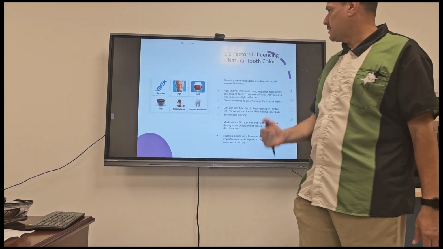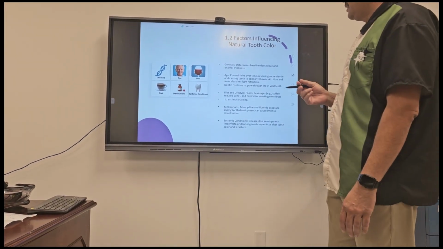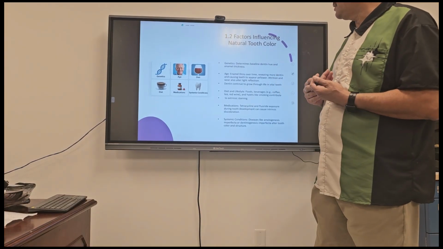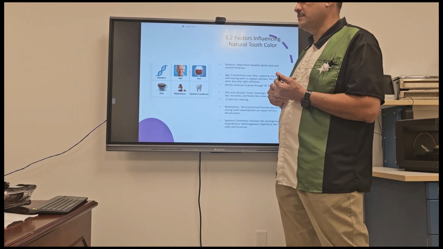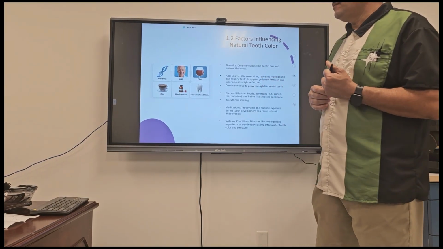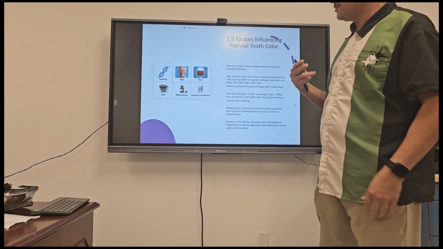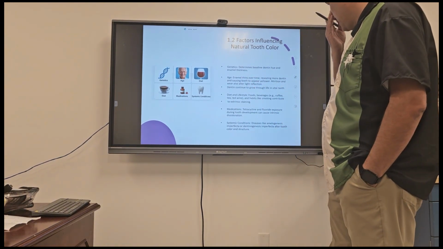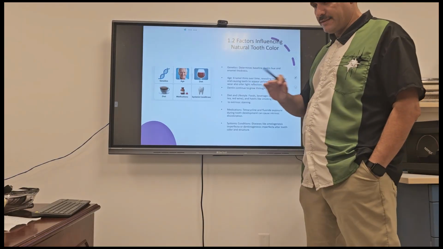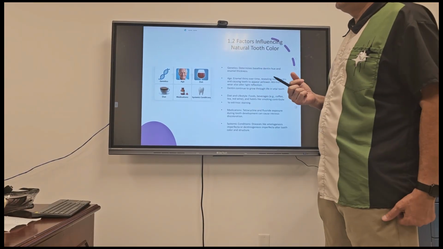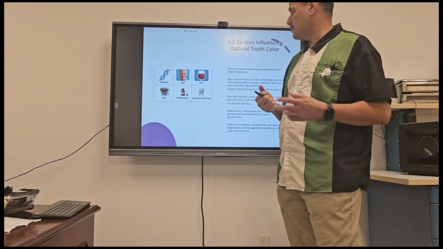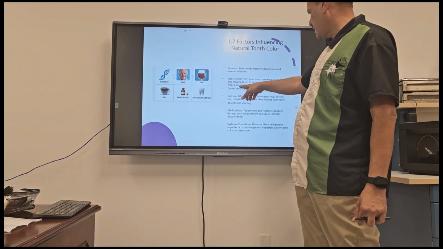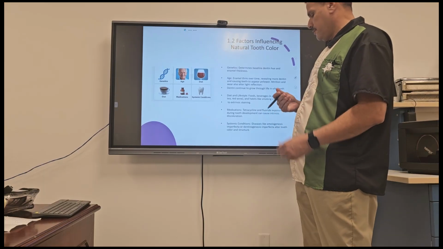So what factors influence color? Genetics. Some people have whiter teeth. Some races have whiter teeth than other people. Technically, you inherit your tooth color. Enamel gets thinner over time. You lose enamel with time, and once you lose it, that's it. But also the dentin, and attrition can also wear and reduce the enamel.